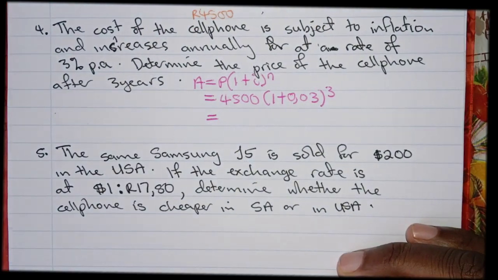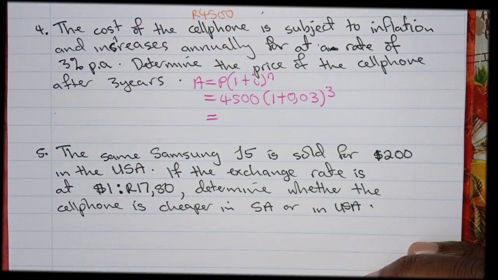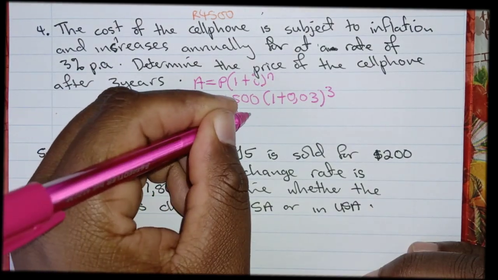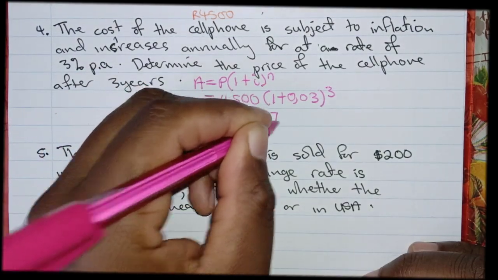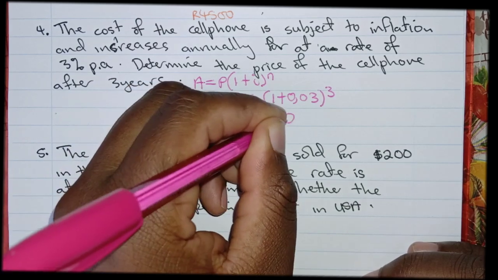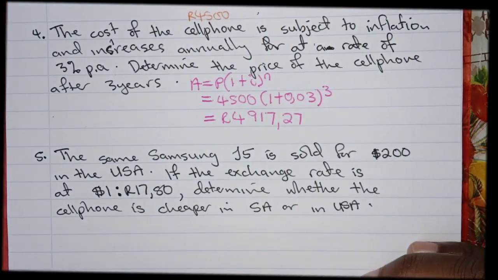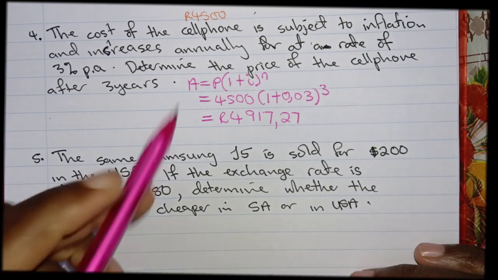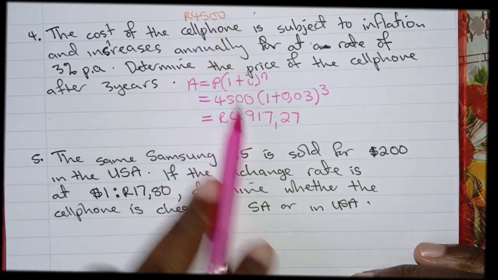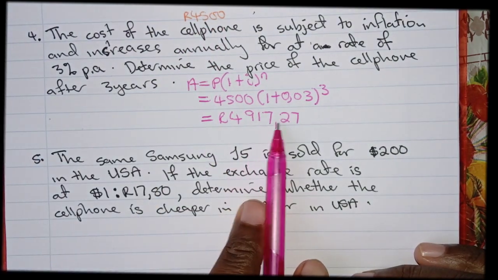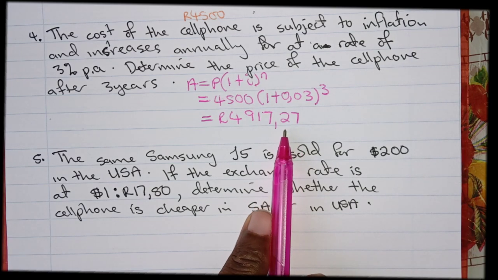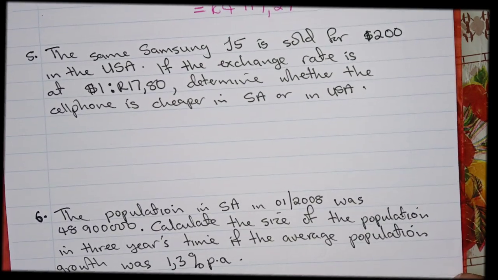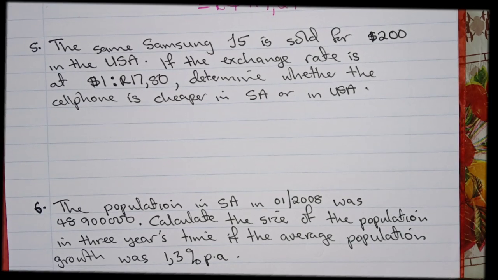So how much will this cell phone cost after 3 years? This cell phone will be going for 4,917 and 27 cents. That is inflation, right? So it has increased from 4,500 to 4,917 rand 27 cents in 3 years. That is inflation.